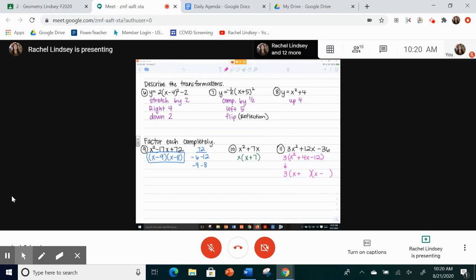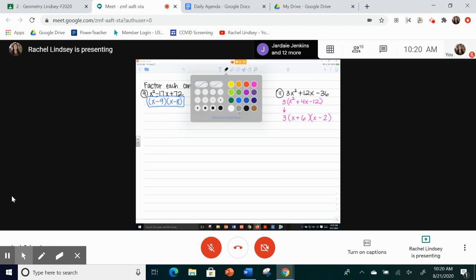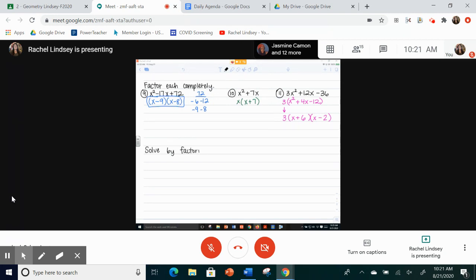Which one's negative? Negative 6 plus 2 gives you negative 4. Do we want negative 4? No. So which one's negative? So there's my factored form. 3x plus 6 times x minus 2. Last step.